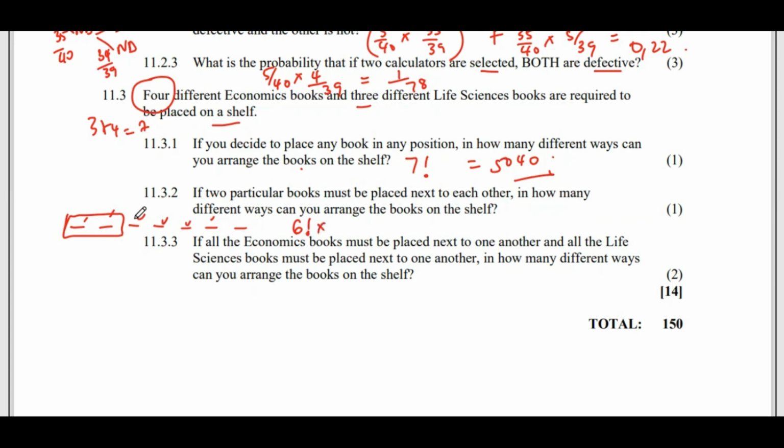Times the arrangement of the two books. They can switch. Maybe book 1 and book 2, or 2 can come first and then 1 can come next. So that's going to be 2 factorial. Then how many different ways can you arrange the books? So 6 factorial times 2 factorial. So from my calculator, we have 1440.